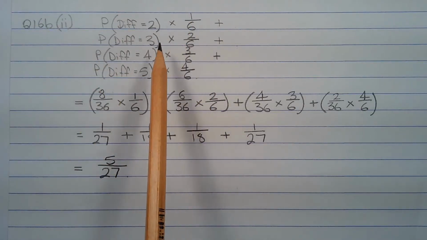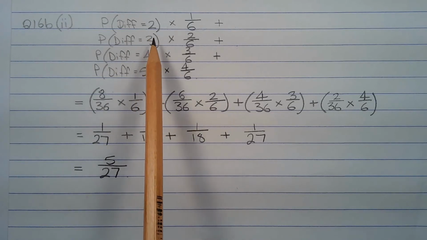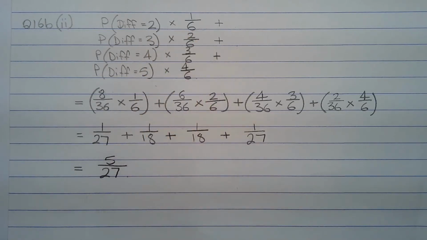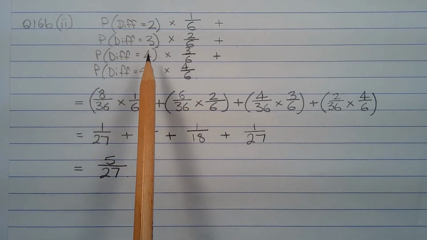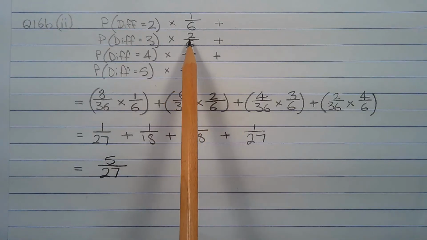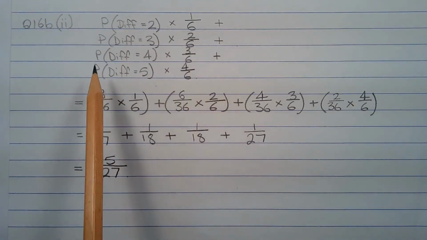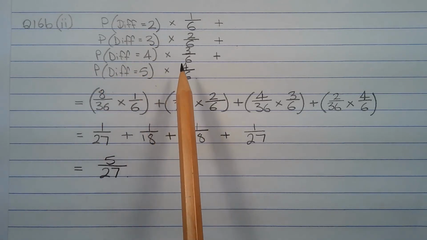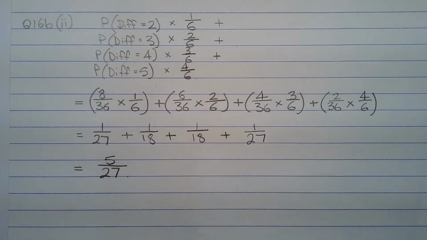In the second case, we have a difference of 3 on the first two dice, which gives us two possible outcomes of a win on the third die. In the third case, we have a difference of 4 on the first two dice, which gives us 3 possible outcomes of a win on the third die. And in the fourth case, we have a difference of 5 on the first two dice, which gives us 4 possible outcomes of a win on the third die.